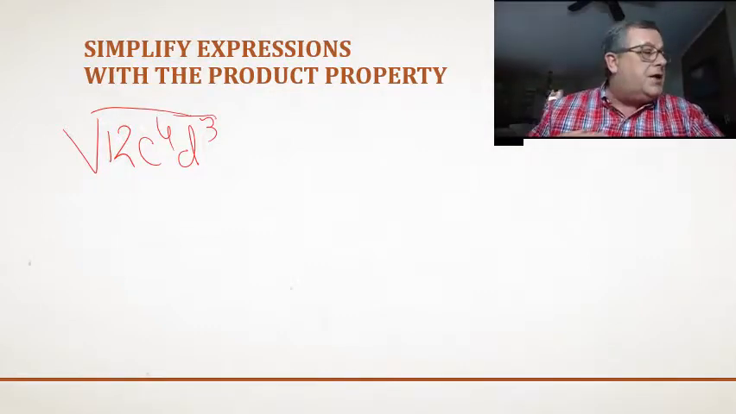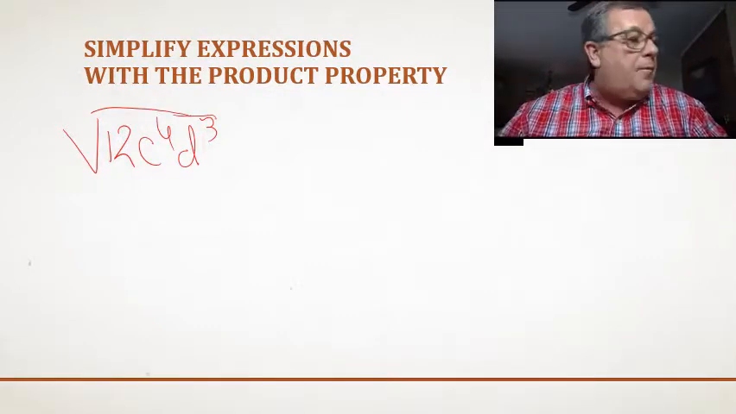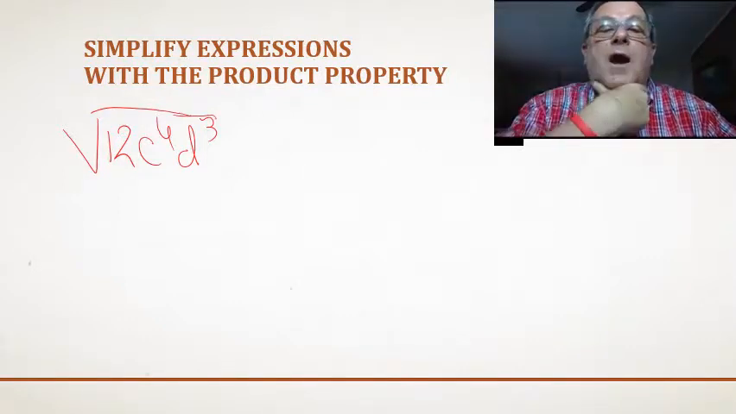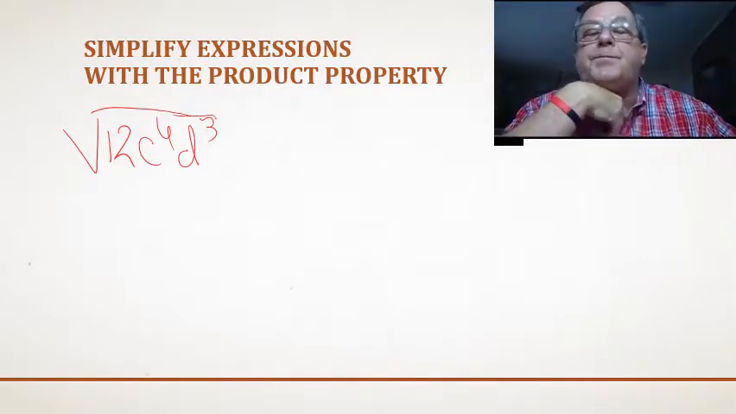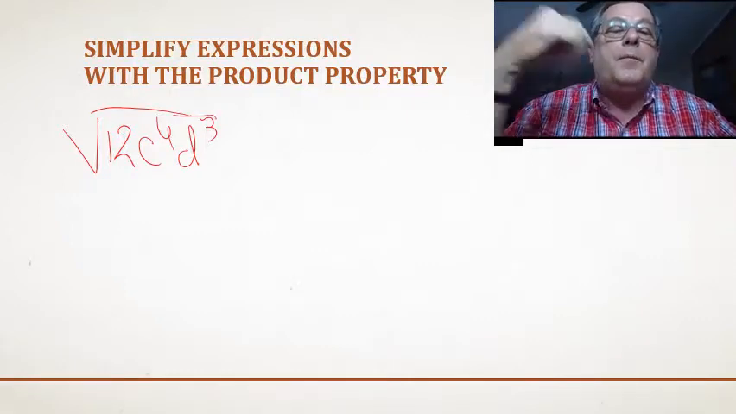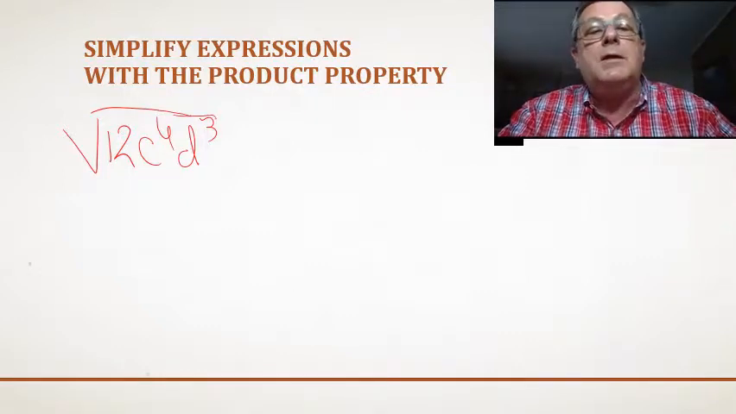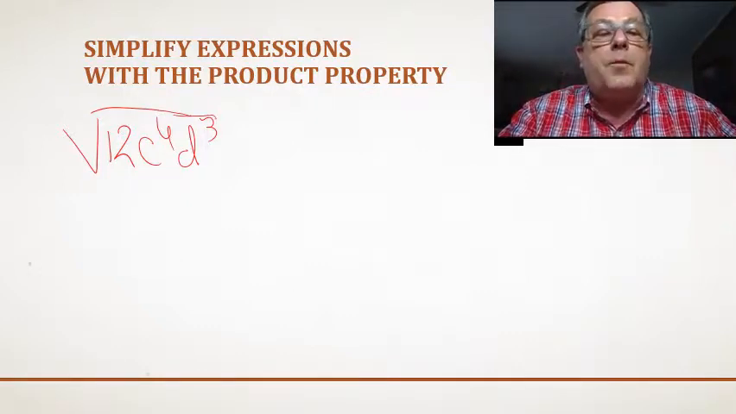All right, so we're in chapter section 6-5, operations with radical expressions. We're going to look to simplify radical expressions with the product property. And this corresponds to page 415 in your textbook. This is example 1, entitled the same, simplify expressions with the product property.